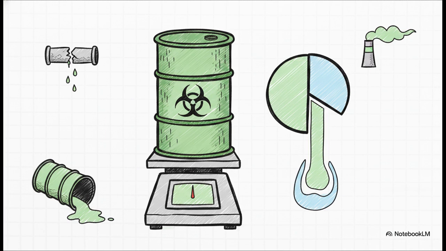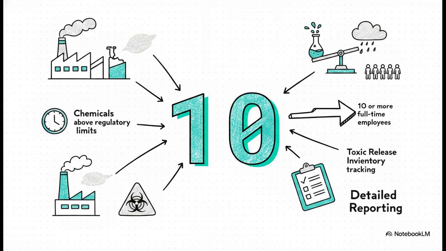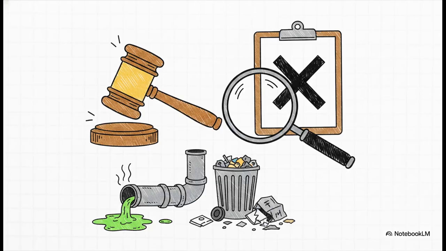And the definition of a release here is incredibly comprehensive. It includes any spilling, leaking, pumping, pouring, emitting, or leaching into the environment. So there is absolutely nowhere to hide a spill under this standard. Now, you might be wondering, does this apply to every single small-town dump out there? Well, no. The standard establishes a specific threshold for this reporting. This strict toxic release inventory tracking applies to facilities regulated under jurisdictional laws that have 10 or more full-time employees. If a facility meets that threshold and processes chemicals above the regulatory limits, well, they are on the hook for this detailed reporting.